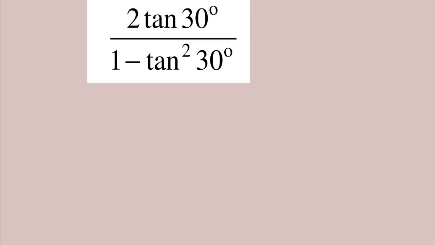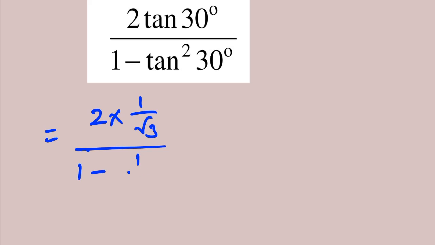So here you substitute the values in the given problem. Here 2 into, what is tan 30? Tan 30 we all know is 1 by root 3 from the table, 1 by root 3 divided by 1 minus, again tan square 30 they said. So tan 30 value, square it. So 1 by root 3 whole square. So this is the expression, values we have to substitute directly in the problem.